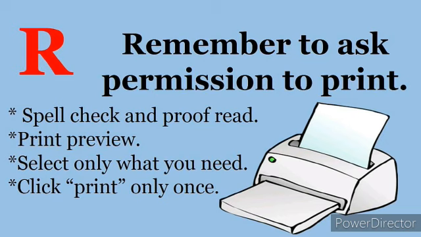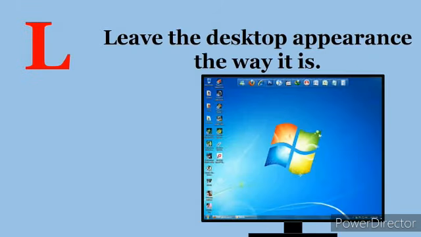R is for remember to ask permission to print. Spell check and proofread. Print preview, select only what you need. Click print only once. L is for leave the desktop appearance the way it is.